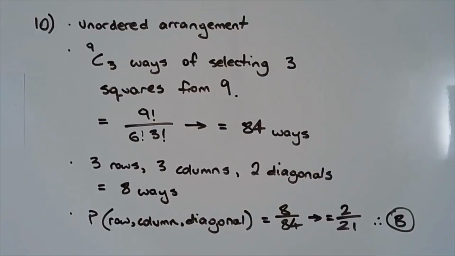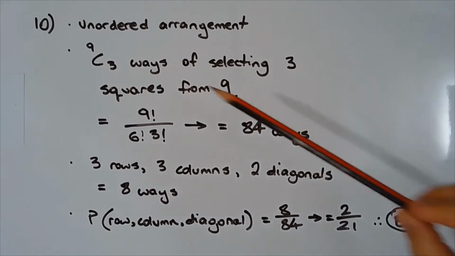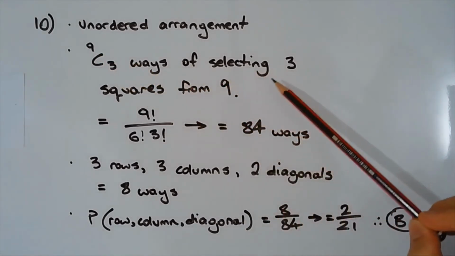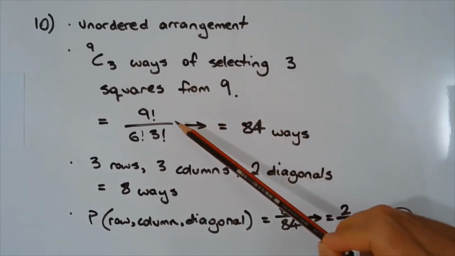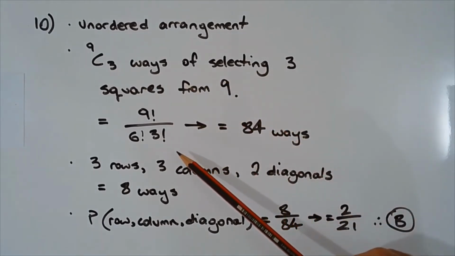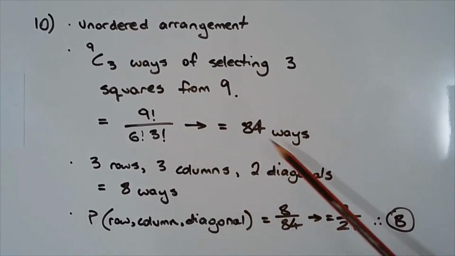Firstly, this is an unordered arrangement, so we'll be using combinations, not permutations. There are 9 choose 3 ways of selecting 3 squares from 9, and that equals 9 factorial over 6 factorial times 3 factorial, which gives us 84 possible ways of choosing 3 squares from the 9.